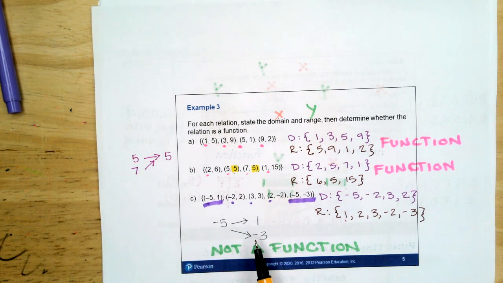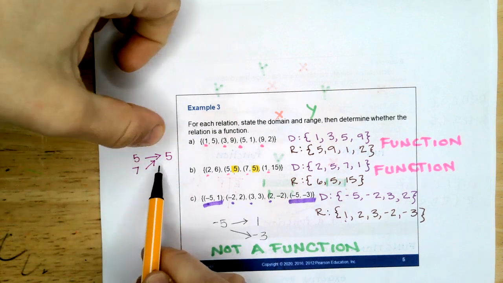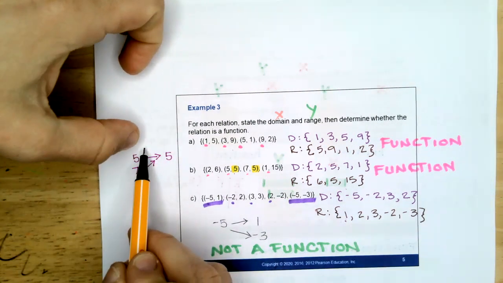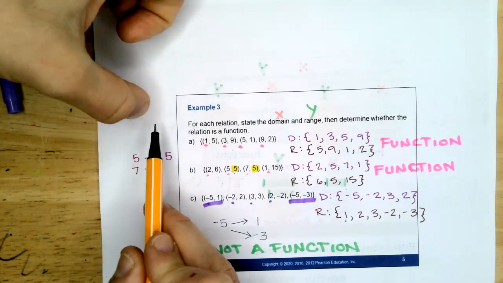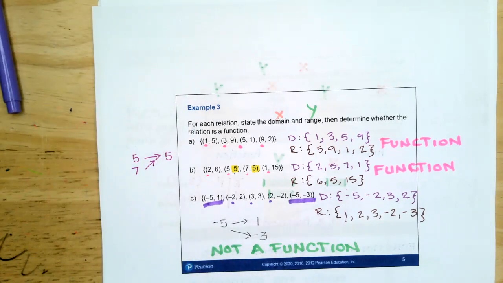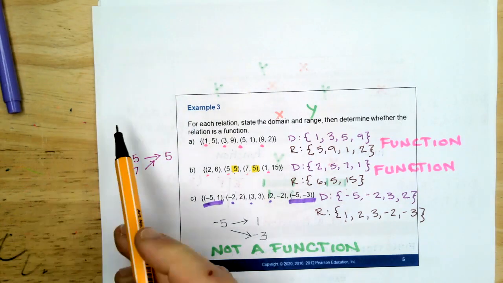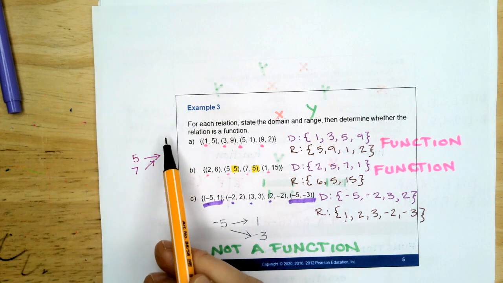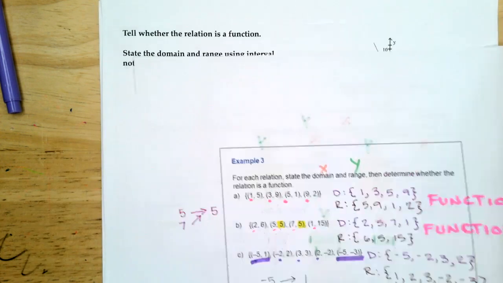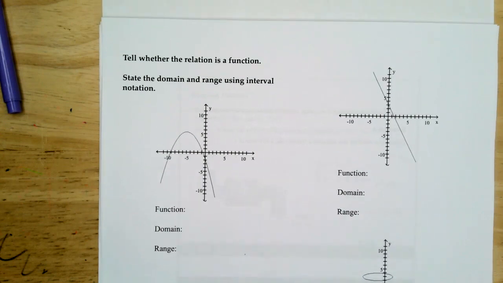Very different from when I put in -5. Sometimes it gives me 1. Sometimes it gives me -3. So it's okay to put in 5 and get 5, and then put in 7 and get 5, and then put in 10 and get 5, and then put in -100 and get 5. That's fine. It's just that every time I put in -100, I want to get the same output. Okay? That's the difference between the x and the y.